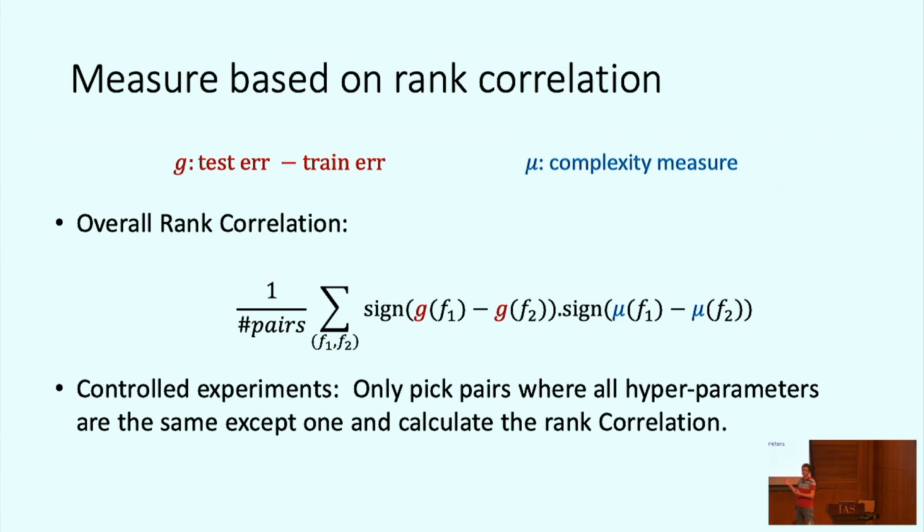So the overall number is going to be between -1 and 1, and it tells us how well this complexity measure correlates with generalization. We can also go slightly beyond checking overall correlation. We can run control experiments. We can fix all hyperparameters except one, and then see if this measure can predict generalization if we only change one of these hyperparameters. So that would be our second experiment. For each hyperparameter, we fix everything else, only change that hyperparameter, and then check rank correlation. And we can also look at the expected performance we get on different hyperparameters.